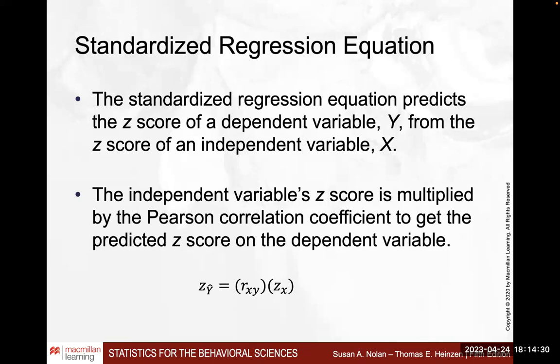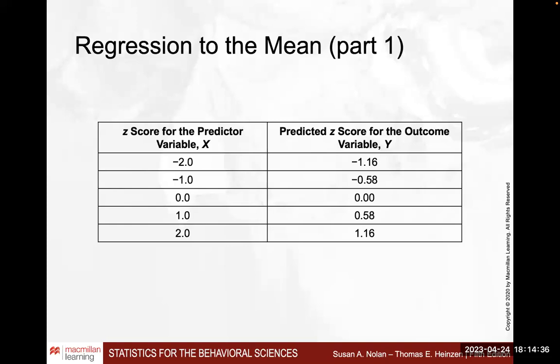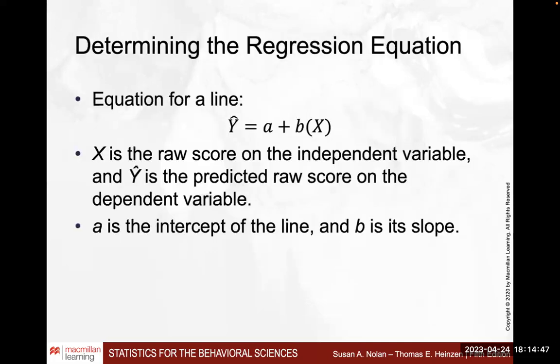Okay, so z y hat equals r multiplied by z x. And we have done this example. You can predict each individual y hat by looking at a standardized x. This allows you to quantify the regression equation, which is a simple line equation: y hat, the individual predicted dependent variable, as a function of the intercept, indicated as a, plus b, which is the slope, multiplied by x.